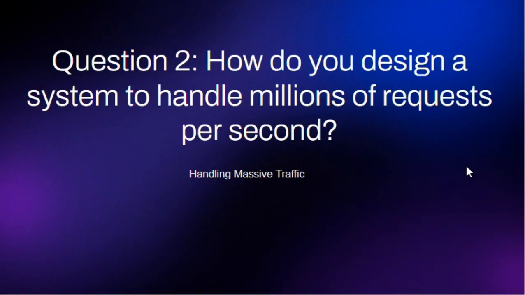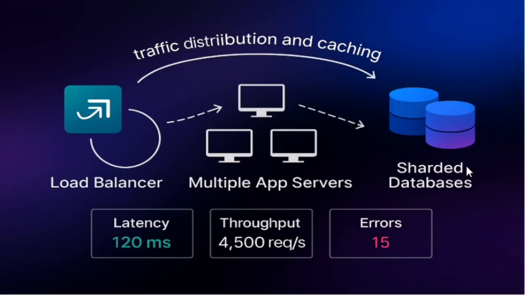Question 2. How do you design a system to handle millions of requests per second? To handle millions of requests per second, you need to think in layers. Start with stateless application servers and horizontal scaling, so you can add more instances as traffic grows. Use a load balancer to distribute requests evenly and cache frequently accessed data to reduce database load. Databases need sharding or partitioning to prevent bottlenecks, and asynchronous systems like message queues help smooth certain spikes.